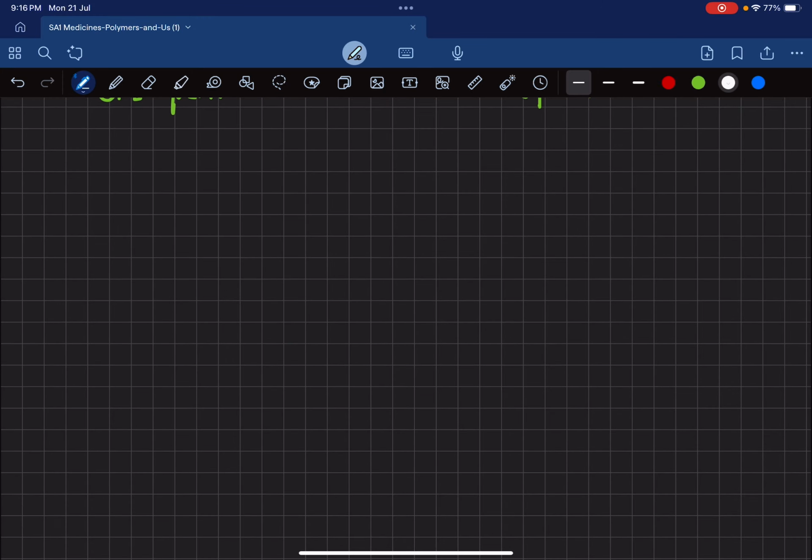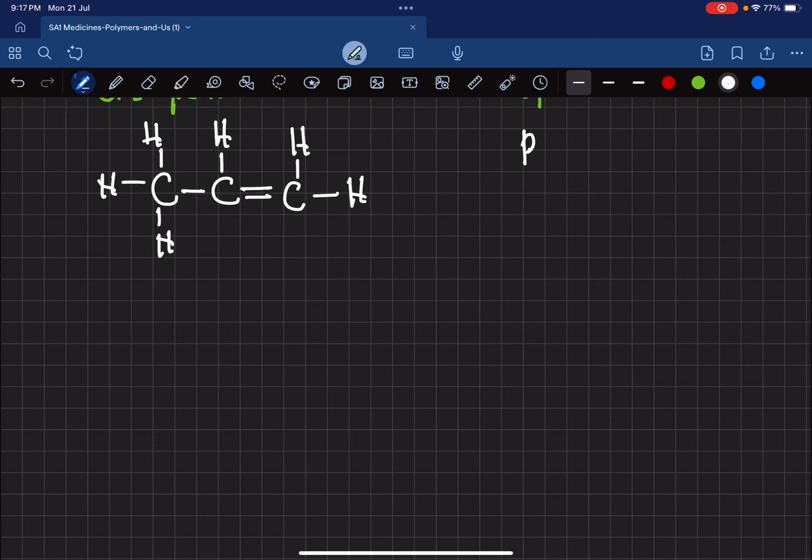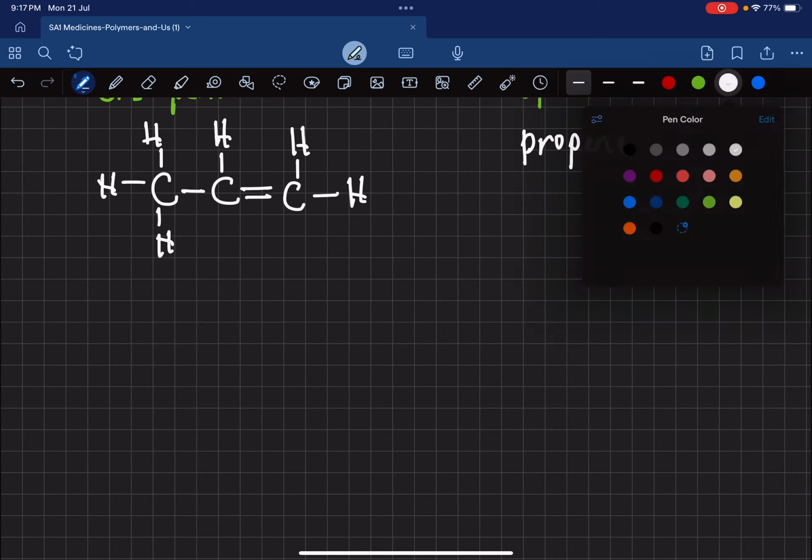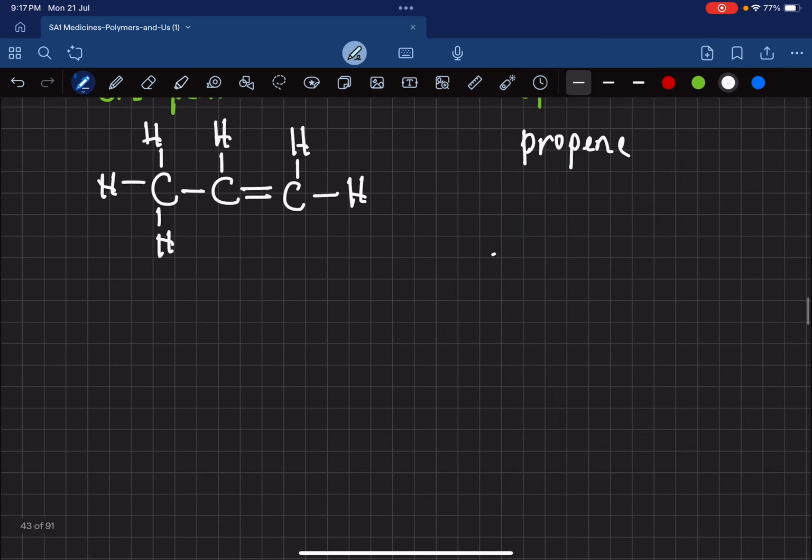Oh, we cannot have cis and trans. Let's say if there's a hydrogen over here, if it's like this, you cannot have cis and trans. So for example, let's say you had this guy over here. This guy is propene. So if you try to draw this as what I told you just now, you just focus on this part here.